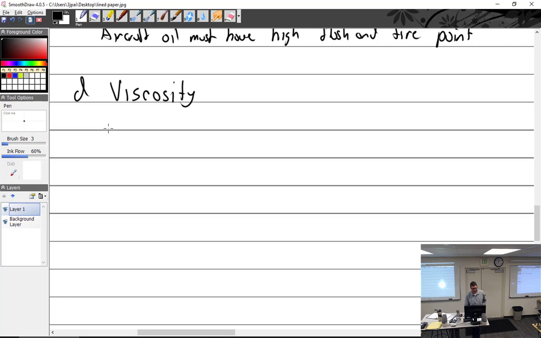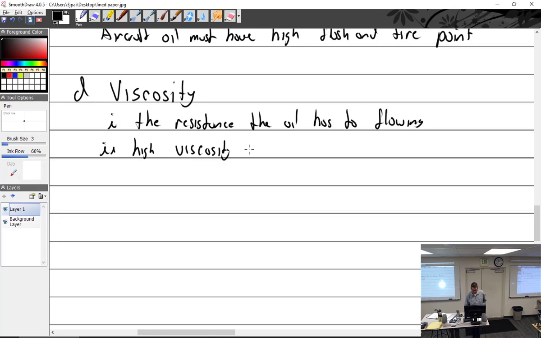Yeah, another favorite. All right, viscosity: the resistance the oil has to flowing. High viscosity pours very slow. And low viscosity pours faster. Not very fast, but faster.